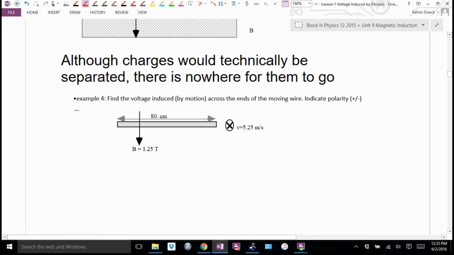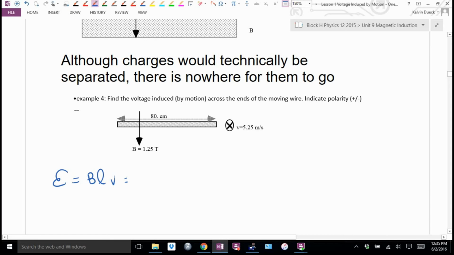So example 4 says, find the voltage induced by motion across the ends of this moving wire. So this is induced voltage, this is induced EMF. There's a B, magnetic field. There's a length, and there's a speed, a velocity, I guess, and our velocity is into the page. Are they all at right angles to each other? Yep. So if I want to calculate the voltage, it's going to be BLV.